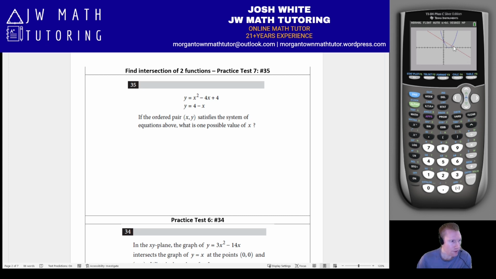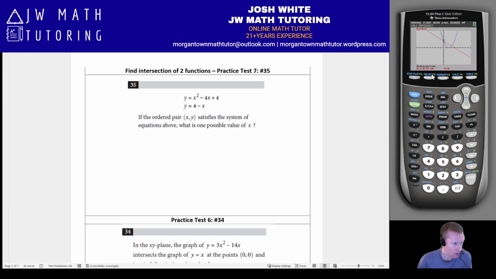Okay, so notice there are two intersection points on the graph. So we only need one possible value of x, but we'll just go ahead and find both of them. So we're going to go to the calculate menu, then intersect. Okay, so the first curve, we're on the blue one here, which is the parabola. The next one, we are on the line, which is the red. And now for a guess, we'll just get as close as possible.